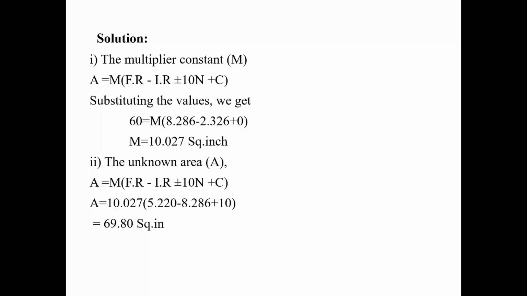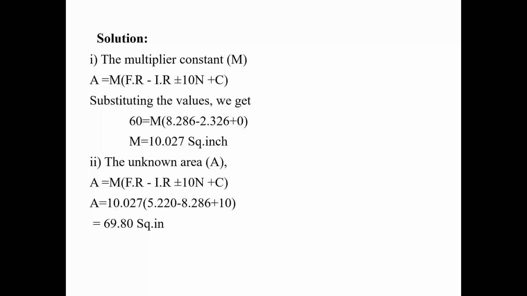This is the first part. We are finding out the multiplier constant. Next, second part: using the m value from the first part, we will find out the unknown area, that A equals m.